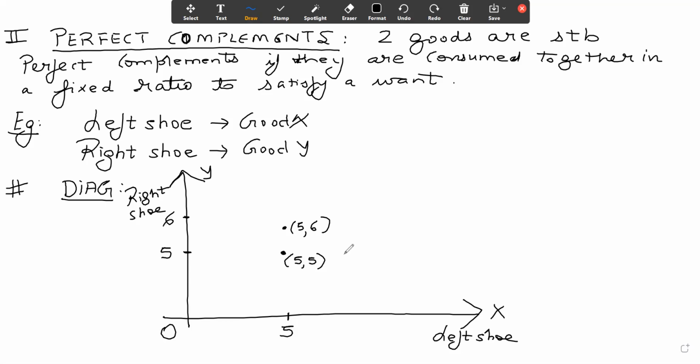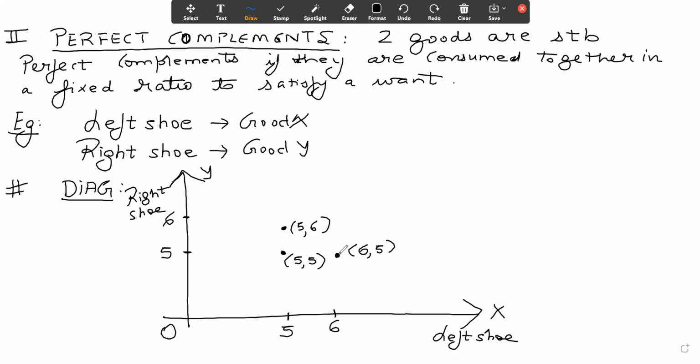Similarly, if you go to the market to buy 6 left shoes with 5 right shoes, will it give you any satisfaction? No. Why? Because the additional left shoe gives you no satisfaction without the right shoe. That means, guys, all these 3 bundles will give you the same satisfaction.